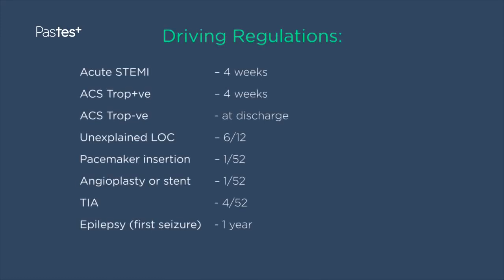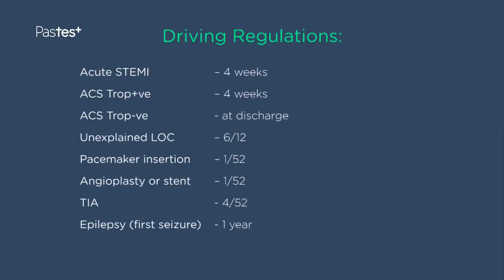So with an acute ST elevation myocardial infarction, the DVLA states that the patient must refrain from driving for 4 weeks. The same regulation of 4 weeks away from driving is also enforced for a troponin positive cardiac event. However, if the troponin is not elevated, the patient can drive at discharge from hospital.